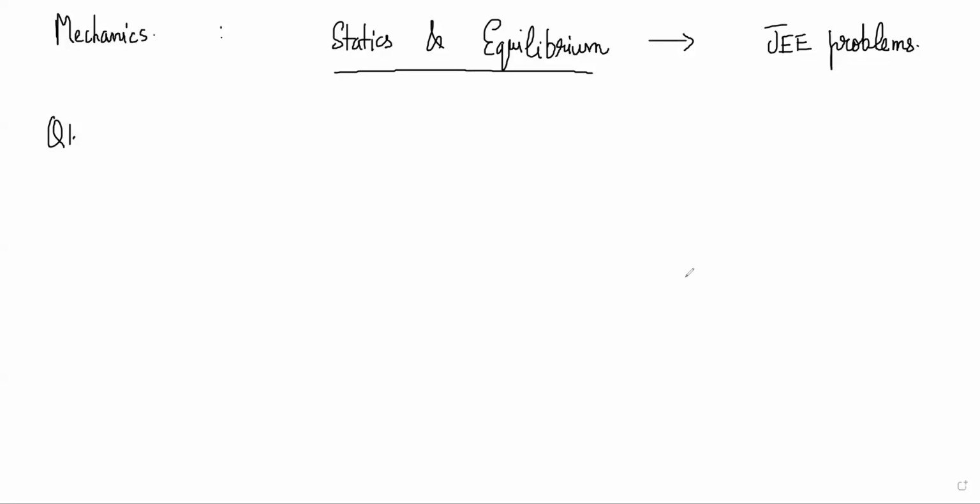Hi, in this video, we are going to continue a course on mechanics for JEE and Olympiads. And we are going to look at a few JEE problems on statics and equilibrium. So in the first video, we had looked at the basic principles of statics, where the total forces should be balanced and the total torques also should add up to zero for a body to remain in equilibrium.